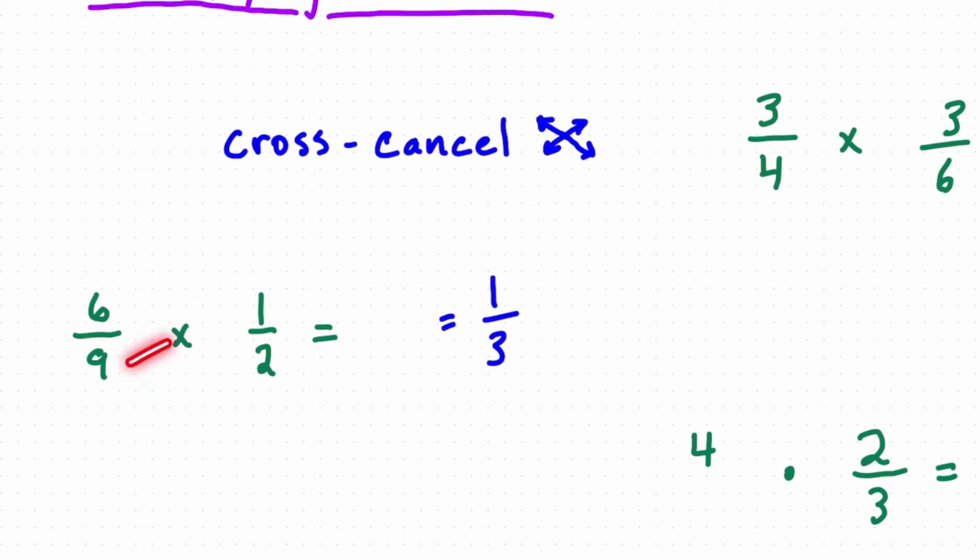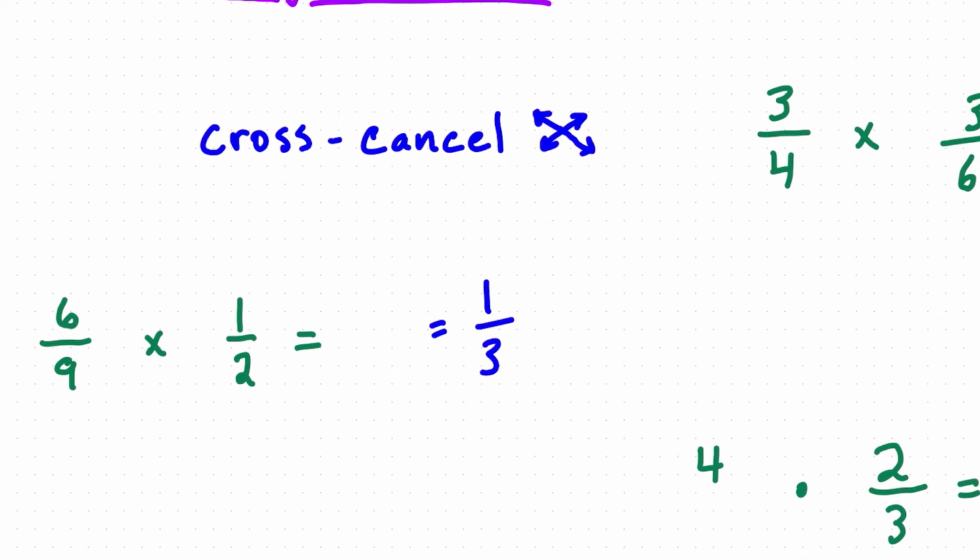If we look at 1 and 9, 1 can go into both of those, but if we divide both of those by 1, it's not going to change anything, so we're not going to do that. Let's look at these two numbers right here. If we've got 6 and 2, what number can go into both? How about 2? We can divide both numbers by 2. So 2 divided by 2 is 1, and 6 divided by 2 is 3. We can simplify it a little bit before we start.